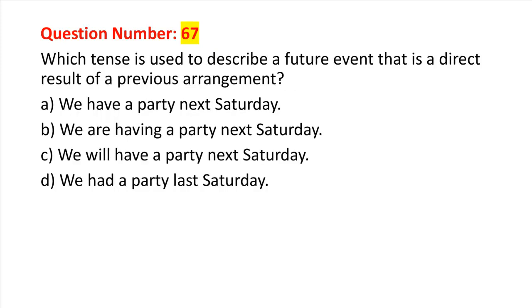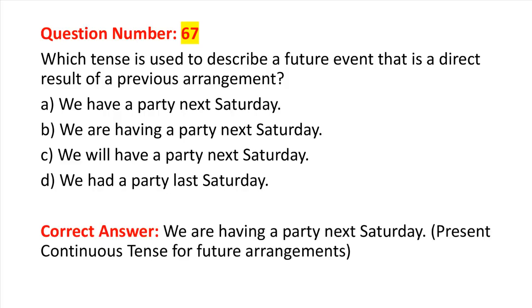Question number 67. Which tense is used to describe a future event that is a direct result of a previous arrangement? A. We have a party next Saturday. B. We are having a party next Saturday. C. We will have a party next Saturday. D. We had a party last Saturday. Correct answer, we are having a party next Saturday. Present continuous tense for future arrangements.